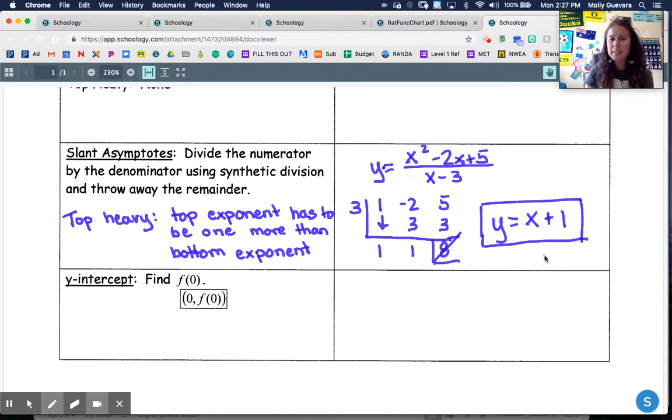So hopefully that makes sense. If your top exponent is 1 more than your bottom exponent, you have a slant asymptote, and you're just going to use synthetic division, throw away the remainder, and that's the equation of your slant asymptote.